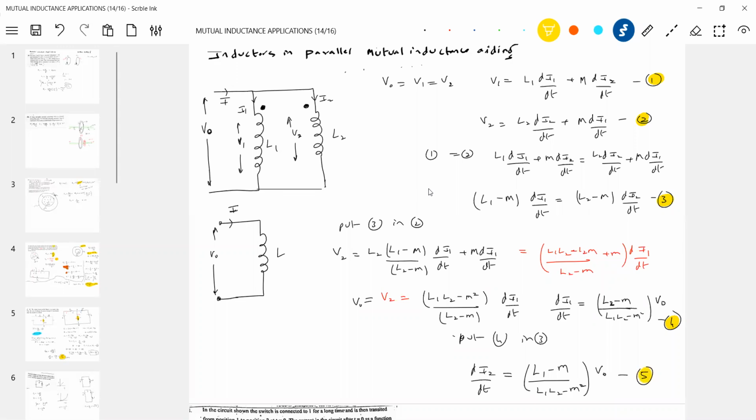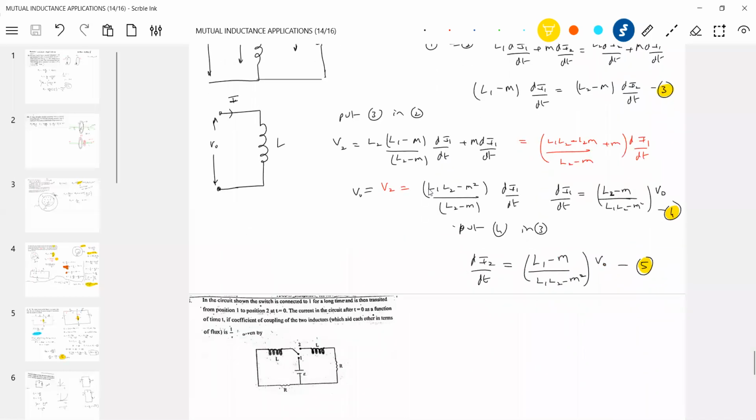Okay, now I know di1 by dt, di2 by dt. So I'll proceed to the next step here. These two coils I'm going to replace with an equivalent one. So what is I? I should be equal to I1 plus I2. So this I should be equal to I1 plus I2. Next step.